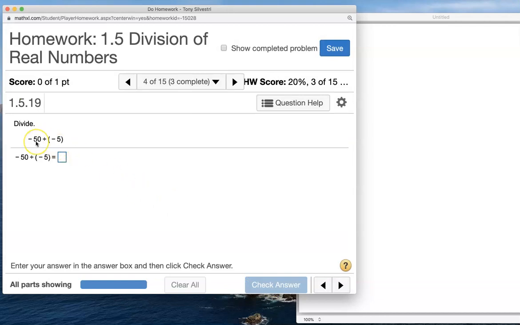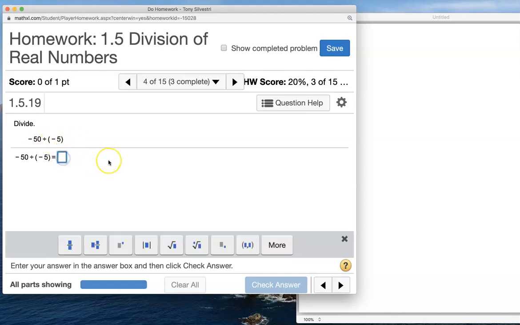Okay, here's what we've got here. We've got 2 of the same signs. Just like in multiplication, 2 of the same signs means the answer is going to be positive. So just take 50 divided by 5, you'll get the number 10.